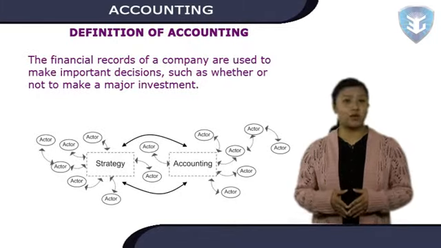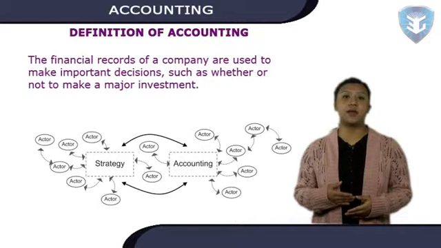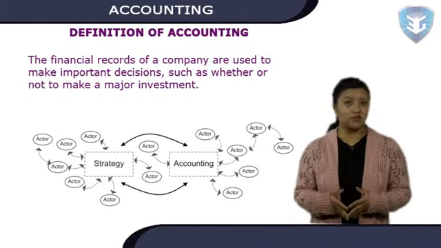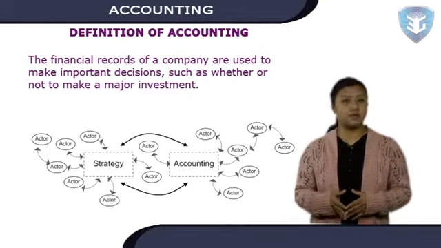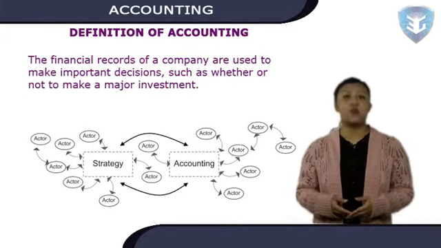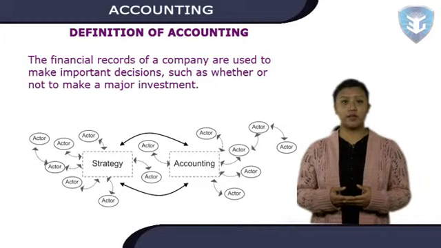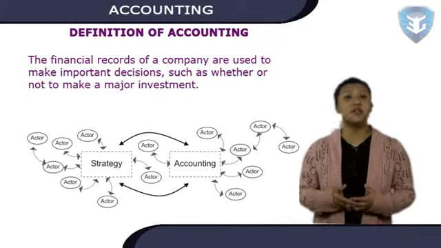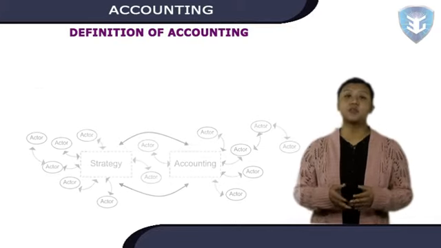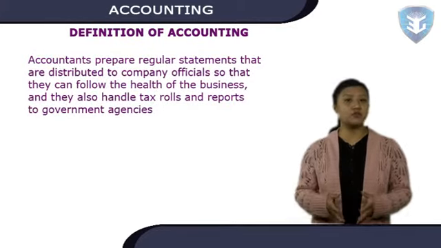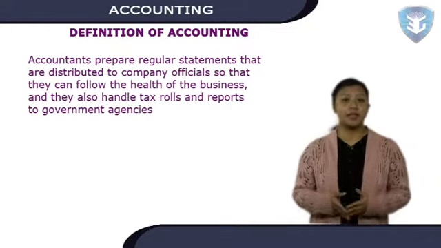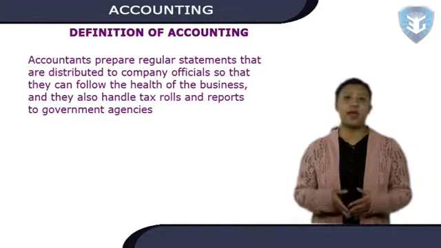The financial records of a company are used to make important decisions, such as whether or not to make a major investment. Proper financial management supports company officials while they make these decisions, showing them whether or not an investment will be practical and if the company can afford it. Accountants prepare regular statements that are distributed to company officials so that they can follow the health of the business, and they also handle tax rolls and reports to government agencies.